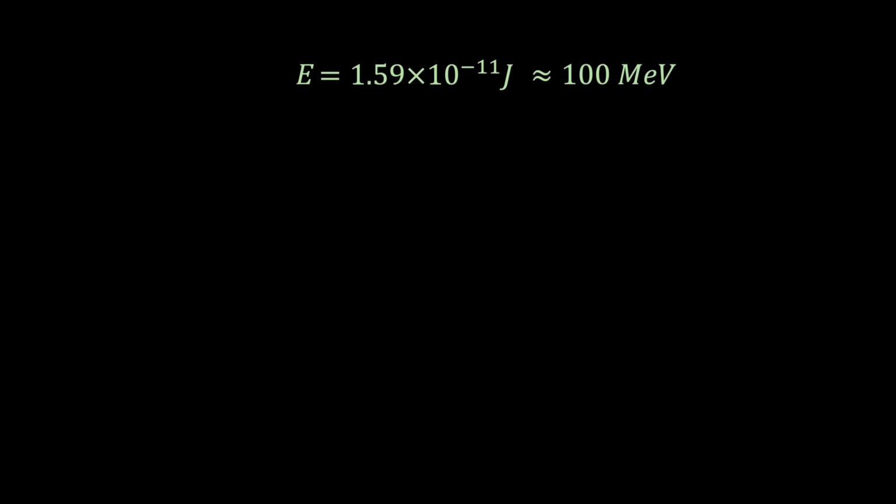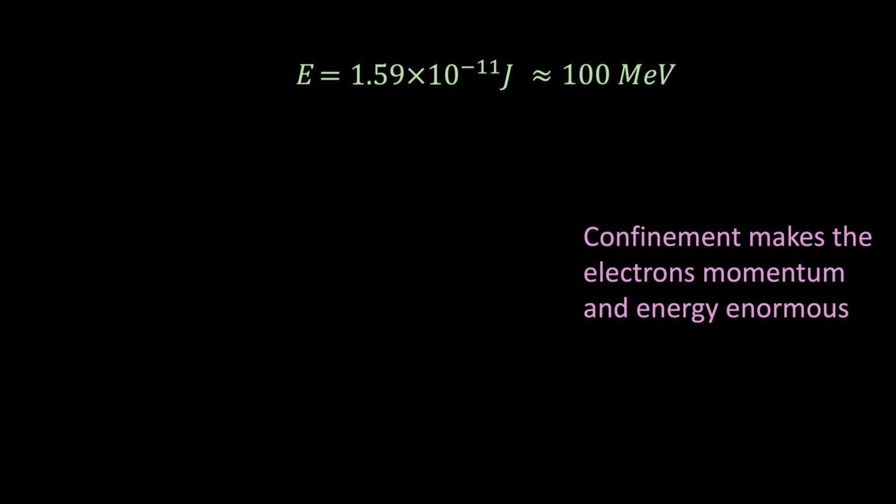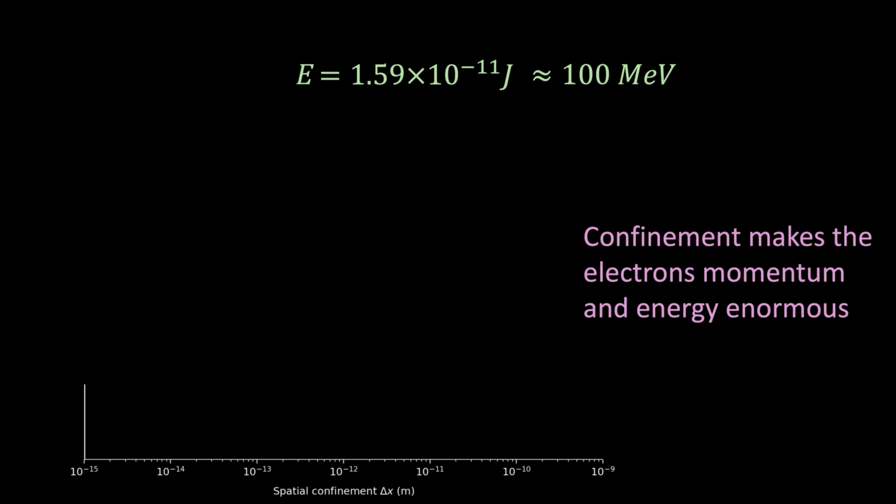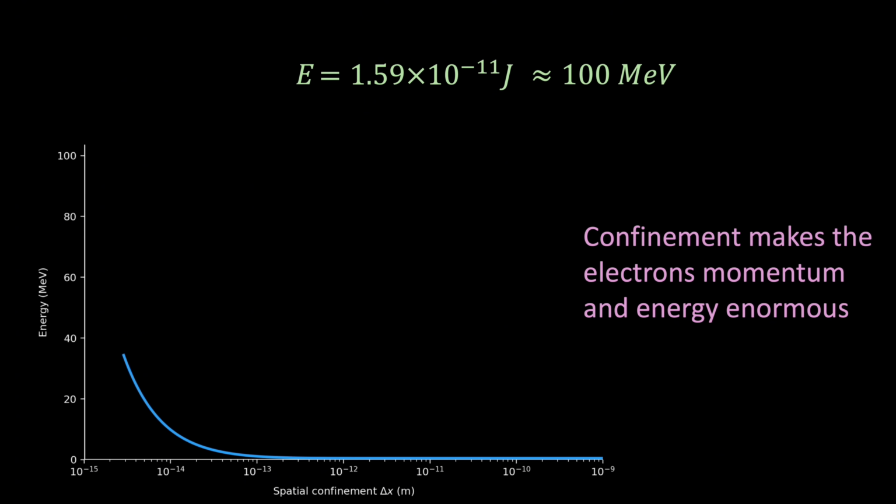So if you squeeze an electron into a nuclear-sized region, it has to carry energy on the order of 100 MeV. Confinement drives up its momentum and therefore its energy, and we can plot this information. As the confinement distance shrinks towards nuclear dimensions, the energy implied by the Heisenberg uncertainty principle rises sharply and reaches around 100 MeV when the confinement length is around 1 femtometer.